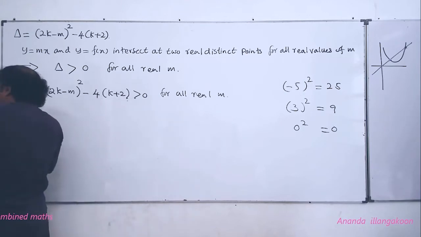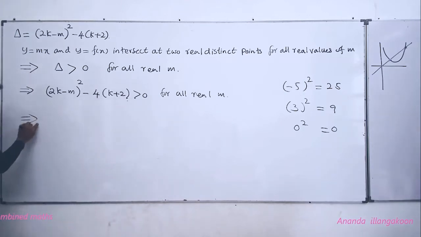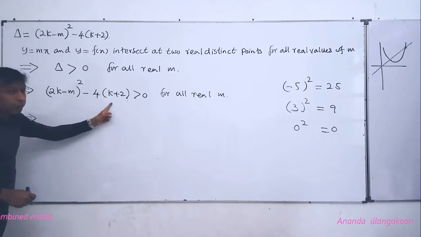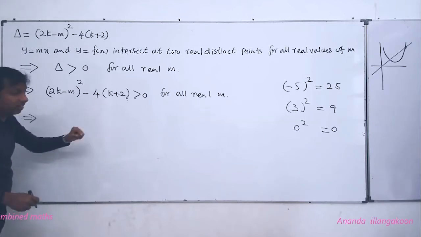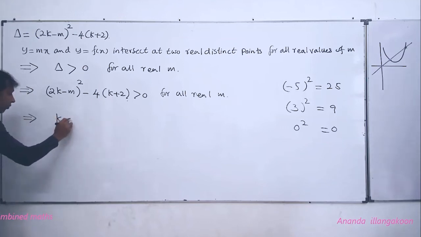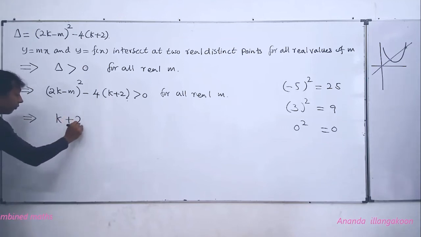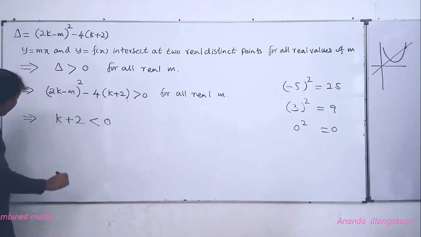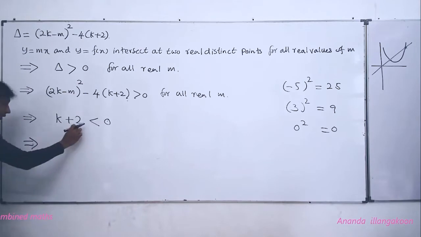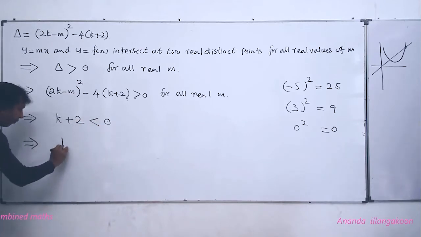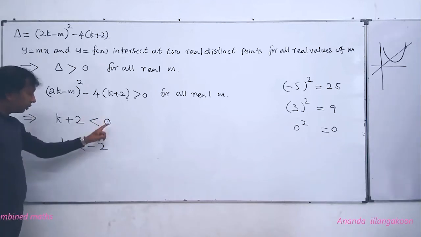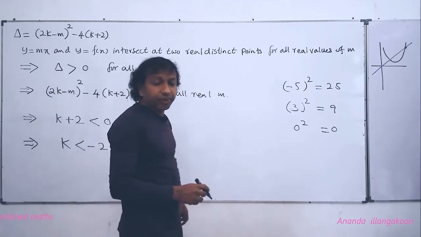Then after this, what is the statement we write? In order for this to occur, for all values of m, to get positive on the left hand side, this implies k plus 2 should be negative, less than 0. Understand? This implies what? Take this to the right hand side, simple inequality. k less than minus 2. 0 minus 2 is minus 2. We got it that way.